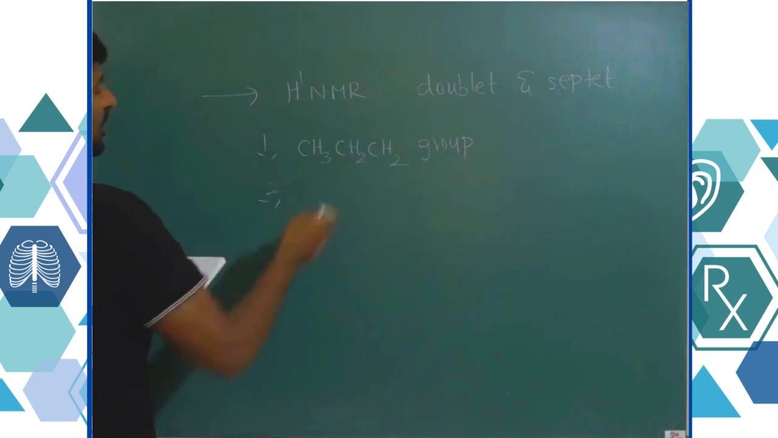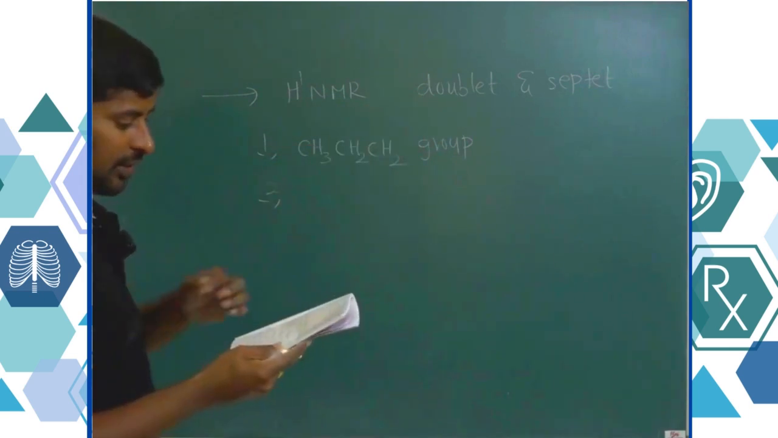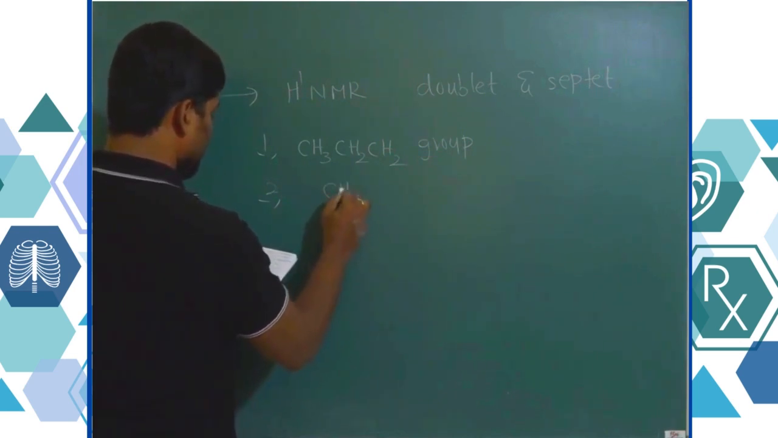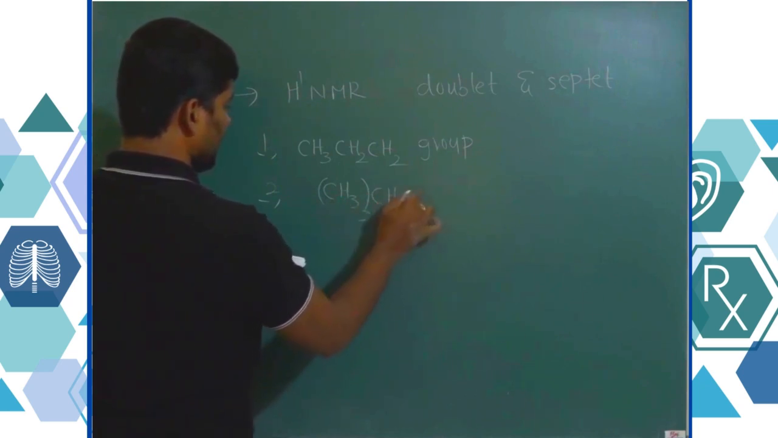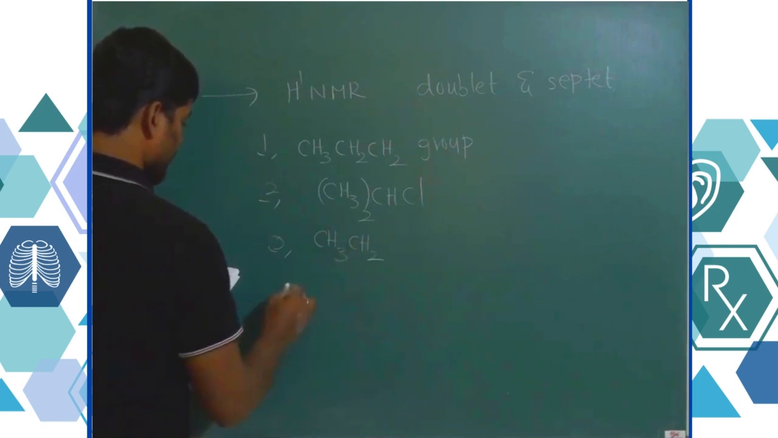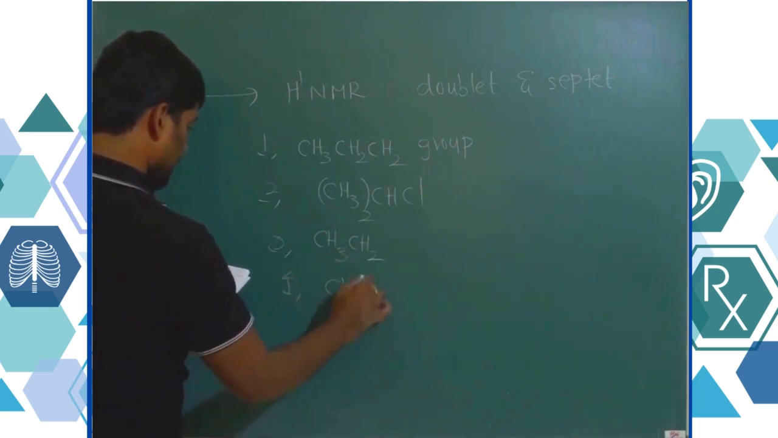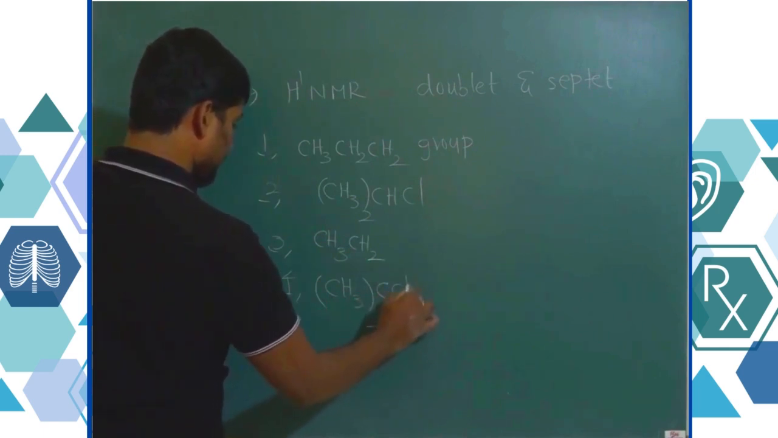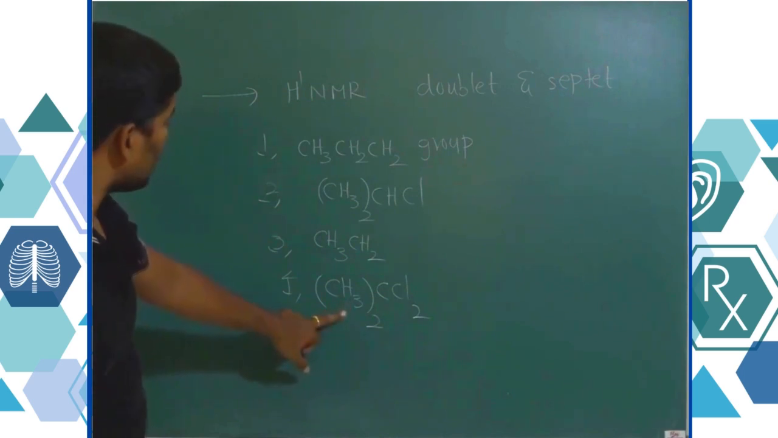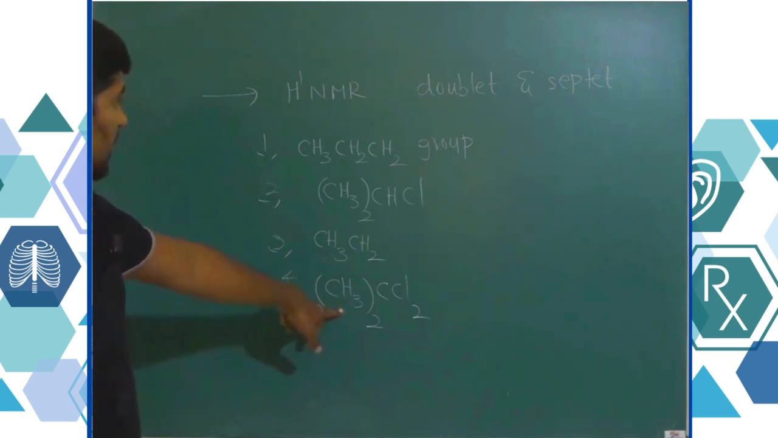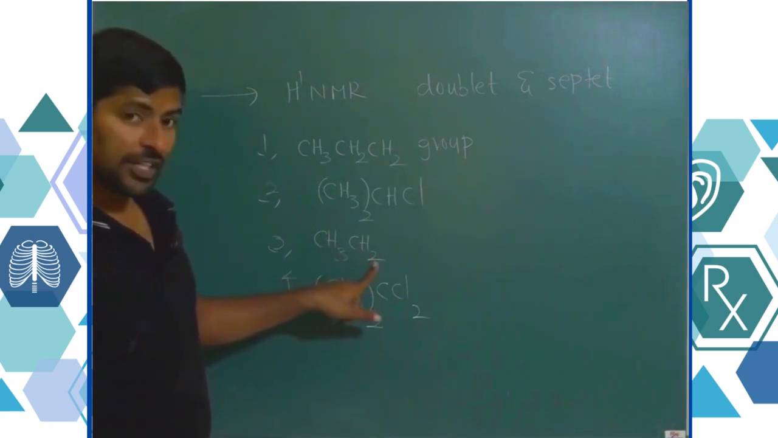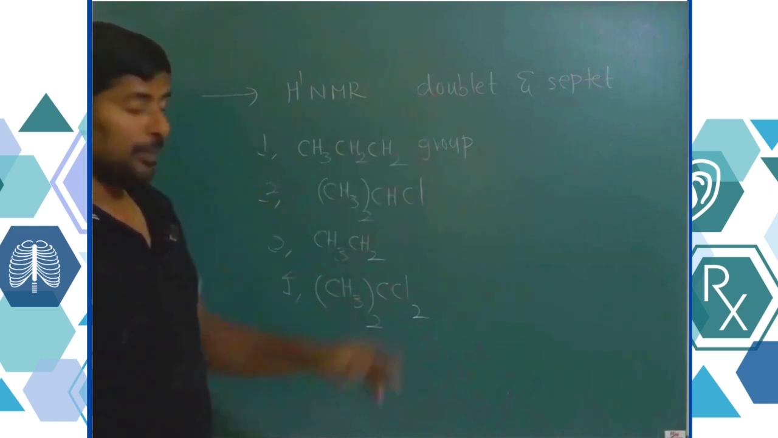Okay, by bonding connectivity we would get these 3 signals, but here only 2 signals are given. Next, the spectrum consistent with (CH3)2CHCl is given. Next one, it contains a CH3, CH2 group. Next one, it contains (CH3)2CCl2. Here all these 6 protons are the same, so we will get only 1 signal, so that is not correct. In the CH3CH2 case we will get 2 signals, but these 3 protons will give a triplet and these 2 protons will give a quartet, but a doublet and septet is given.